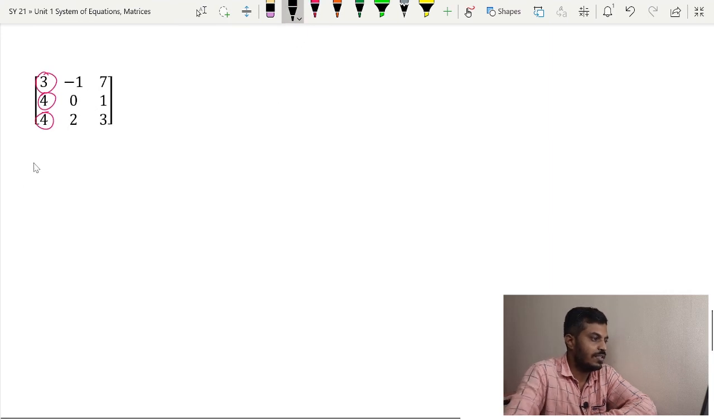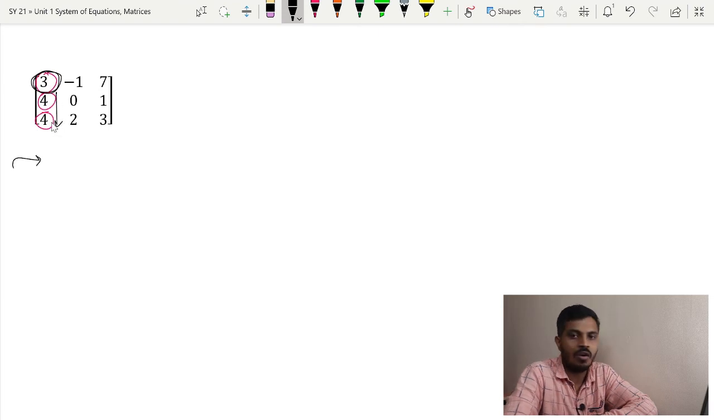So if you see this example over here, I have to use this 3 in order to make all the entries below it to be 0, but it is not 1, right? We are having 3 there. So we have to make that entry as 1. So how to do it? Over here we are having 4, over here we are having 4. So we cannot interchange the rows.